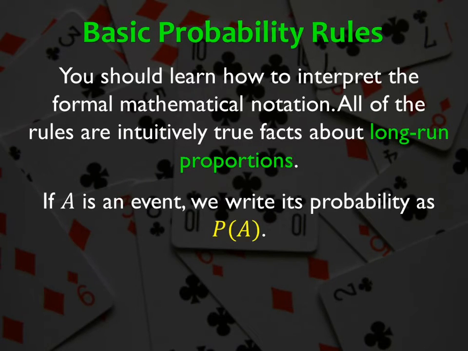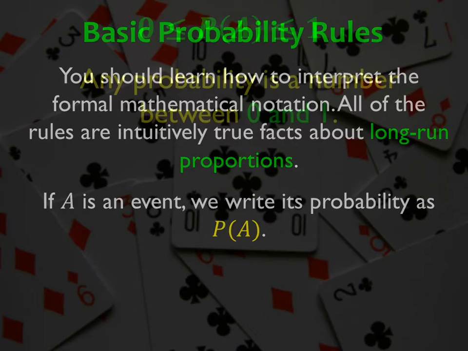All right, we're going to go through some basic probability rules, and these are universal rules no matter what you're studying. So you should also learn how to interpret the formal mathematical notation. All of the rules are intuitively true facts about long-run proportions. So remember, probability is a statement about if you were to do this forever, what would that theoretical probability be? So if A is an event, we will write the probability as P(A). So P refers to probability, A is the event, so P of A.